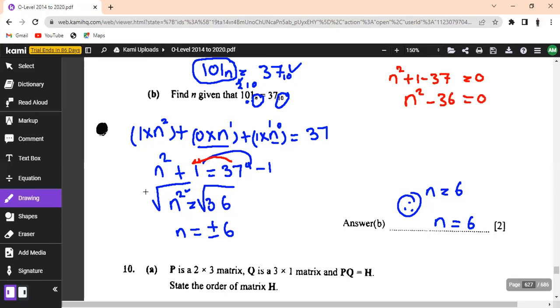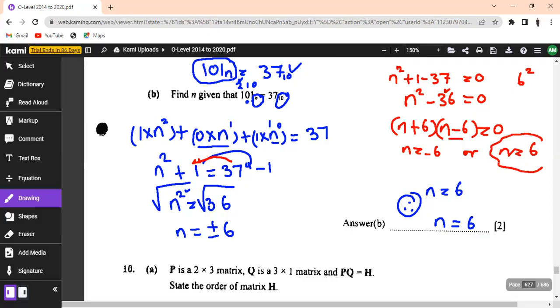So you can apply your difference of two squares, since 36 is the same as 6 squared. So it's going to be (n plus 6)(n minus 6), which is equal to 0. Each bracket is equal to 0, so n will be minus 6, or from this bracket, n is going to be +6. So as you can see, we are obtaining the same values.